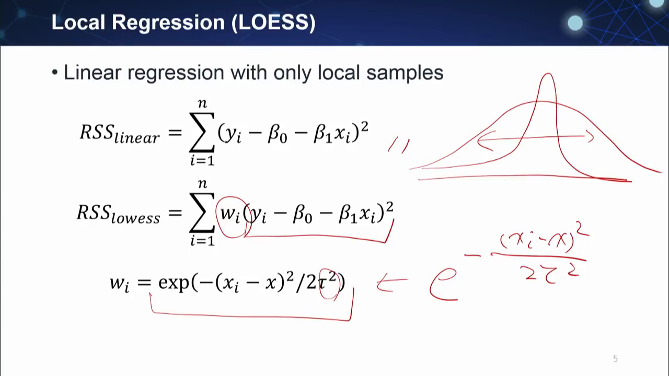Here you can see that the flexibility of LOESS is controlled by this tau. Okay? Large tau makes the lines at all x points similar to each other, so it reduces flexibility. Instead, low tau makes the whole line very wiggly, so it increases the flexibility. Okay.